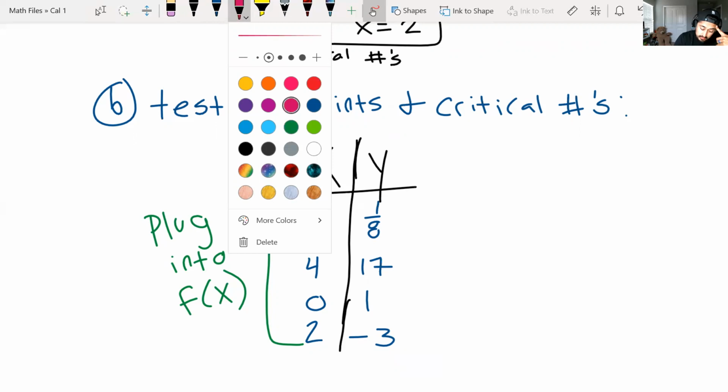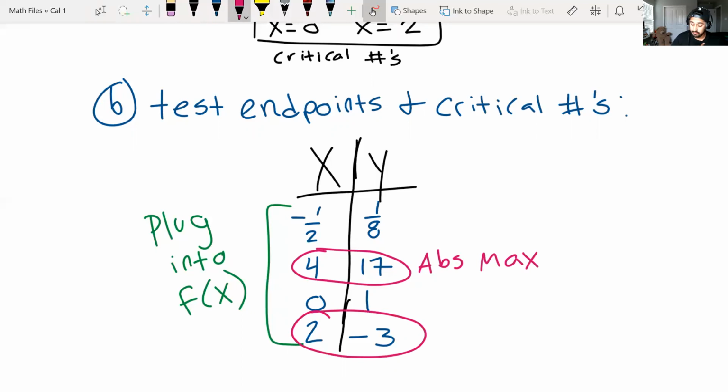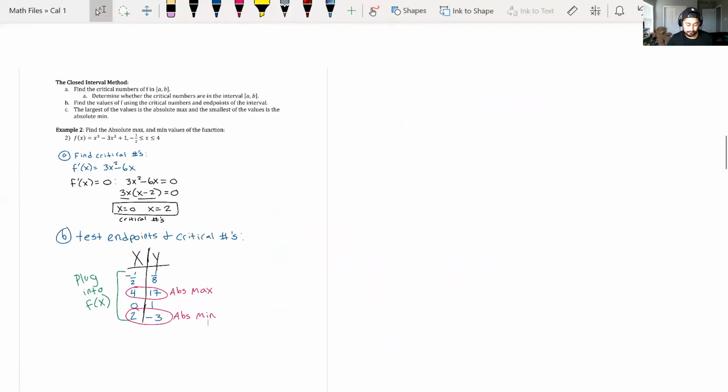That's it. So my largest y value looks to be 17. So the point (4, 17) is my absolute max. And then -3 is my smallest y value. So this becomes my absolute minimum. That's it. We're done. Nothing more to it. Of course, that was an easy one, huh? Okay, perfect.